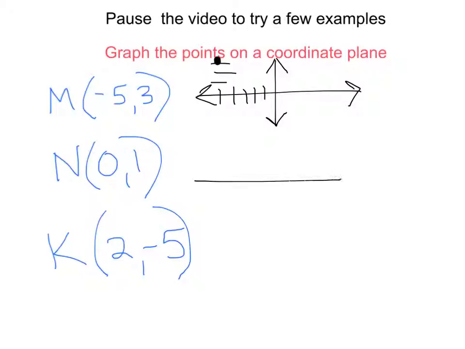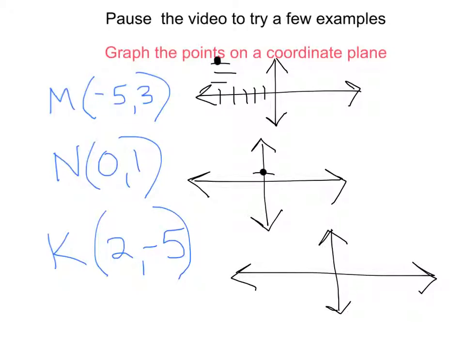Now we have 0 for the x, which means you don't have to travel anywhere for x, you just stay at the origin, and then you go up 1 for the y. And the last example we have is (2, -5). It tells us to travel +2 and then -5: 1, 2, 3, 4, and 5. My graph kind of ran out of space, but my point would be approximately right there.